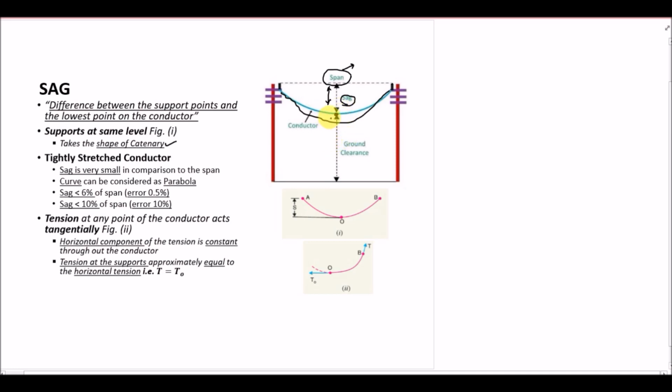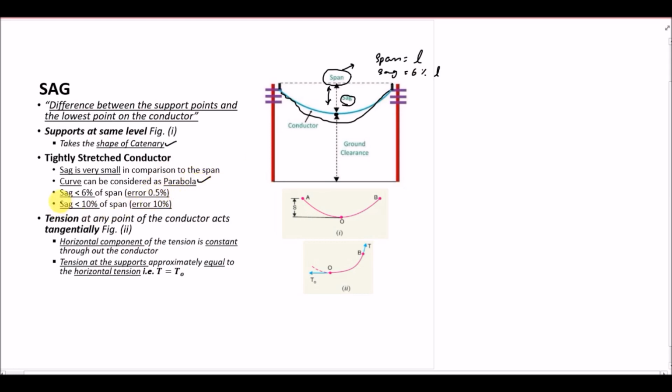So in case we have a small sag, then the curve will be considered as parabola, or we can just approximate it as a parabola, and we can use the formulas for the parabola that already exist, and we don't have to derive any new formula. But in case we have sag which is less than 6% of the span, for example, if we have span which is equal to length L and sag is only 6% of the total length L, then the error is 0.5% if we are using the parabolic equations.